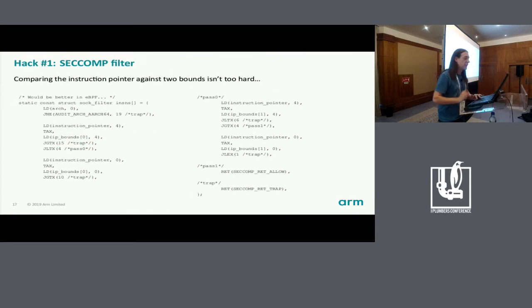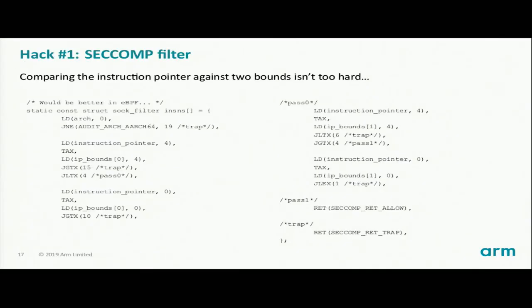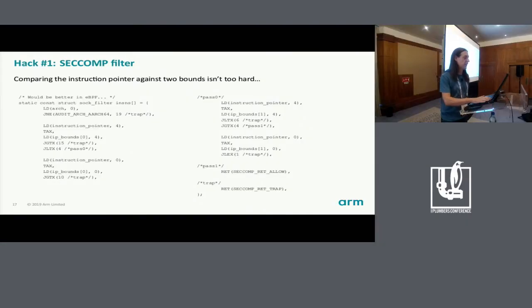And then I cooked up a seccomp filter. You don't really need to read this, but just to give an indication of how much code there was, it's just checking the instruction pointer against two bounds. If it's within bounds, we allow the syscall. If it came from some other user space address, then we trap the syscall using a signal. This is using classic BPF because I hadn't got my head fully around eBPF at the time, so we probably could do a bit better than this. But anyway, that's the rough scale of it.